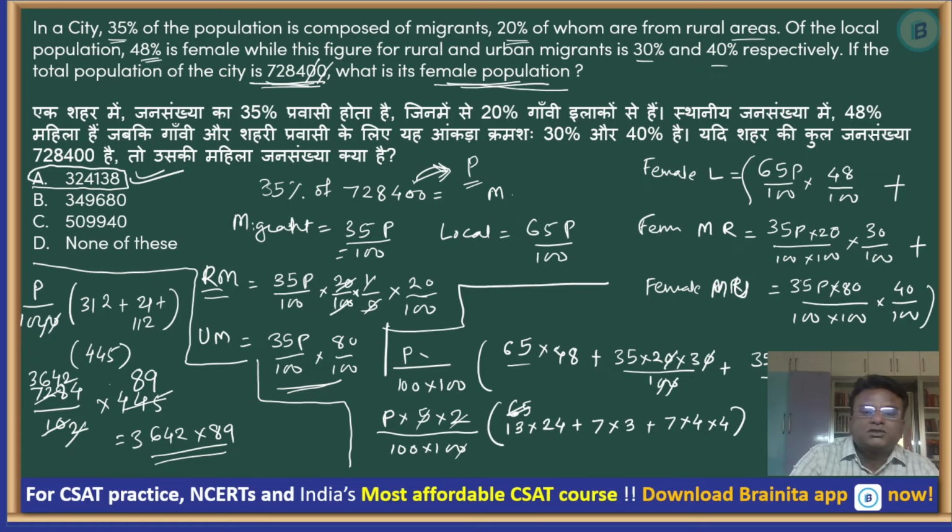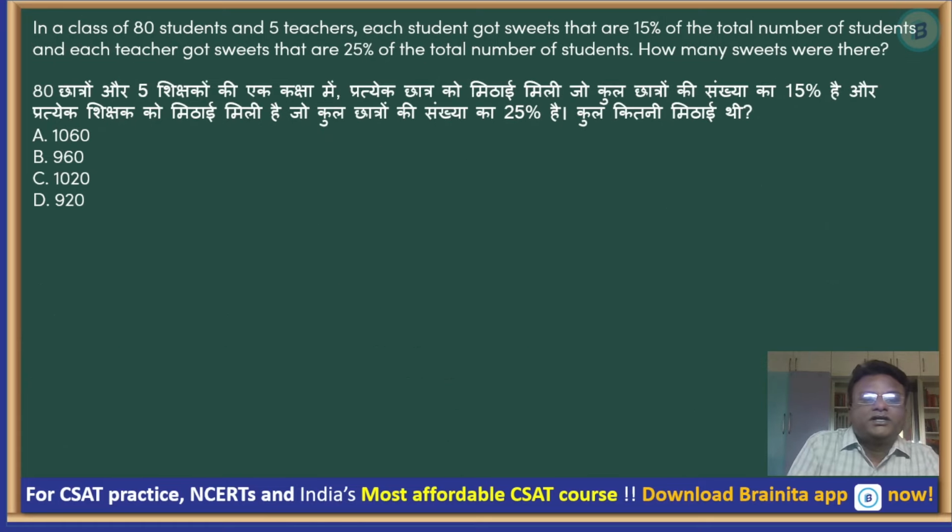Let us move to the next question. In a class of 80 students and 5 teachers, each student got sweets that are 15% of the total number of students. Now 15% of 80 is 12.